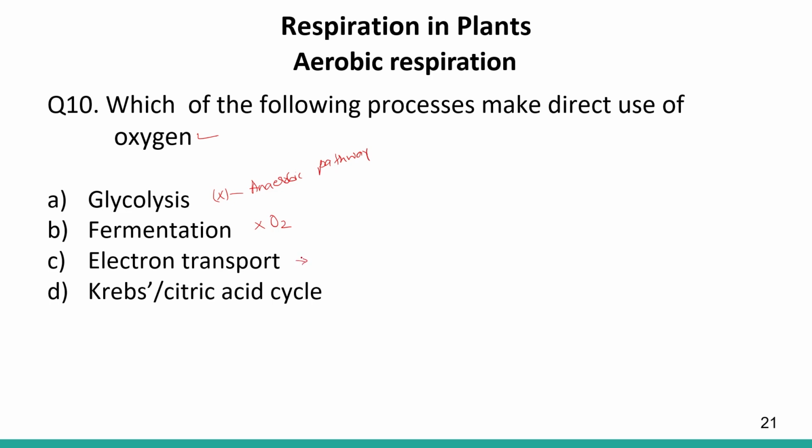Third is electron transport. During electron transport, or we can say during oxidative phosphorylation, we talk about terminal oxidation. So what happens during terminal oxidation? Electrons and protons are accepted by molecular oxygen, and water is formed. So there is direct use of oxygen here. Fourth option is Krebs cycle or citric acid cycle. Here also there is no direct use of oxygen. So the answer is option C, electron transport.